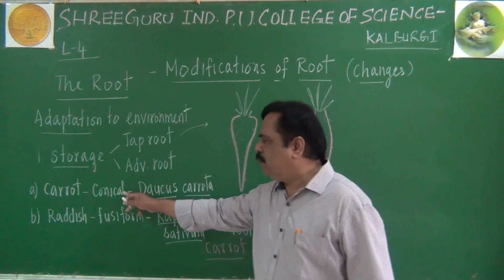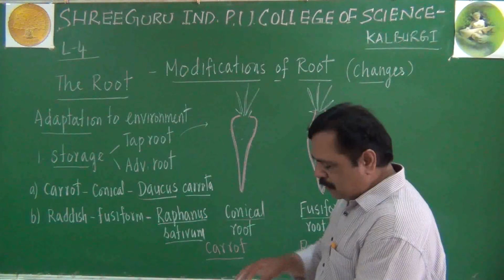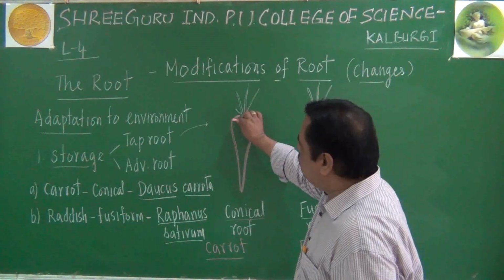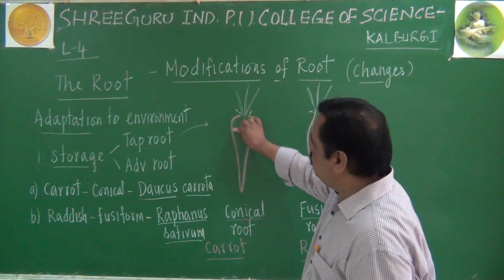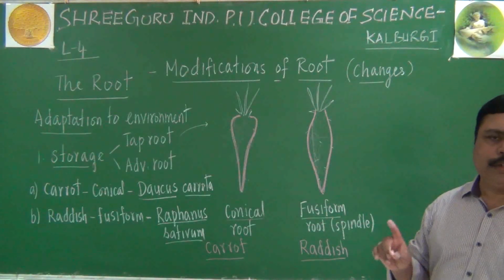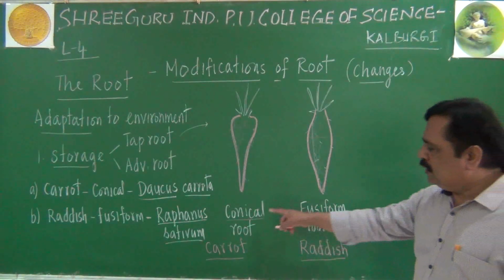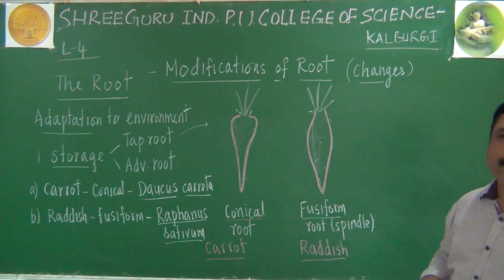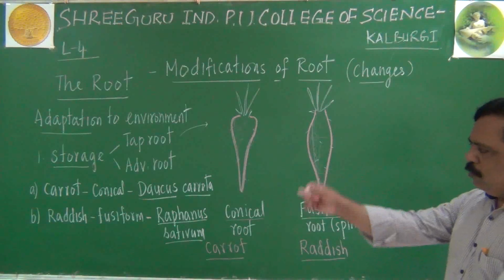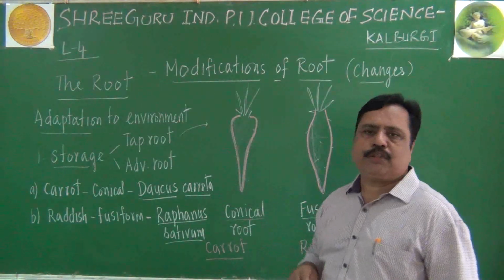Do you get the difference between conical and fusiform? In conical root, the base and center will be bulged. In fusiform root, center will be bulged, but base and tip will be narrower in nature. This is carrot, this is radish. Remember. Let me come to the third type of modification for the purpose of storage.